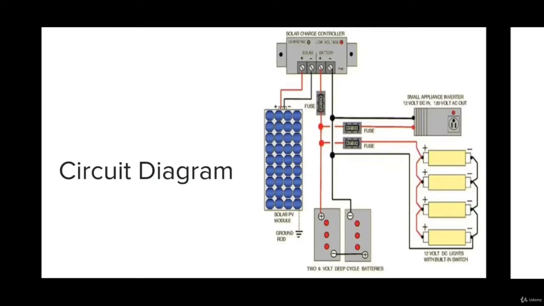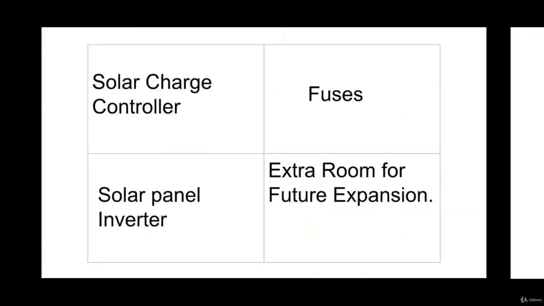In the circuit diagram you can see there are 3 fuses, one solar charge controller and a small appliance inverter. You have to put all these components in one control panel and provide a separate battery arrangement. So you just have to focus on the fuses, small appliance inverter and solar charge controller. I made one arrangement, as you can see on the screen.